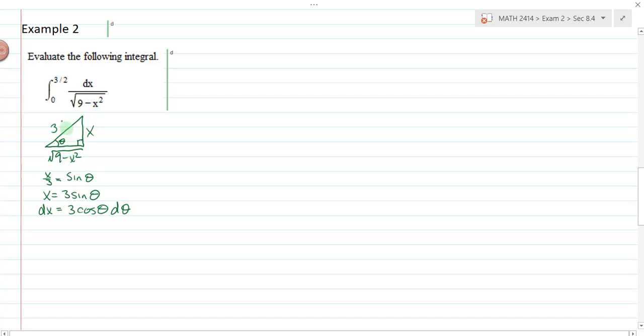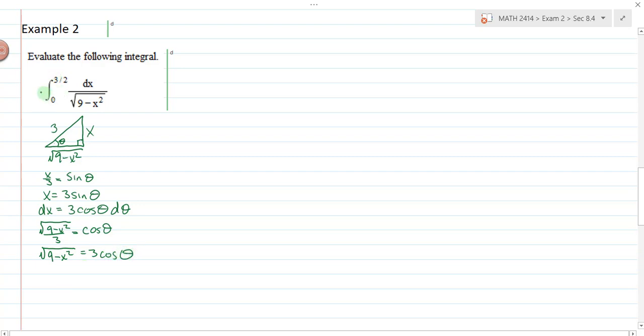Well, if I put the radical over 3, that's going to give me the square root of 9 minus x squared divided by 3. That's equal to adjacent over hypotenuse. What trig function is adjacent over hypotenuse? Cosine. So that would be equal to cosine theta. But I don't have the radical over 3, so I'm going to solve this for the radical. That gives me the square root of 9 minus x squared is equal to 3 cosine theta.